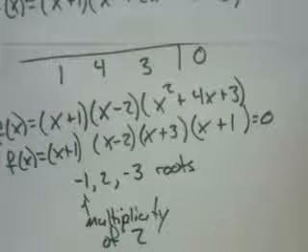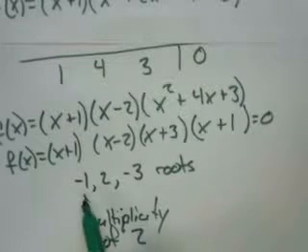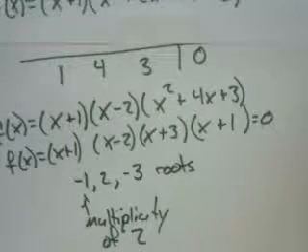Or if they just don't care, then you just put in the roots. But if they want the multiplicity, just know that we would have gotten 2 negative 1's. I don't write it twice. I just note that there's 2 of them, and that's called multiplicity.